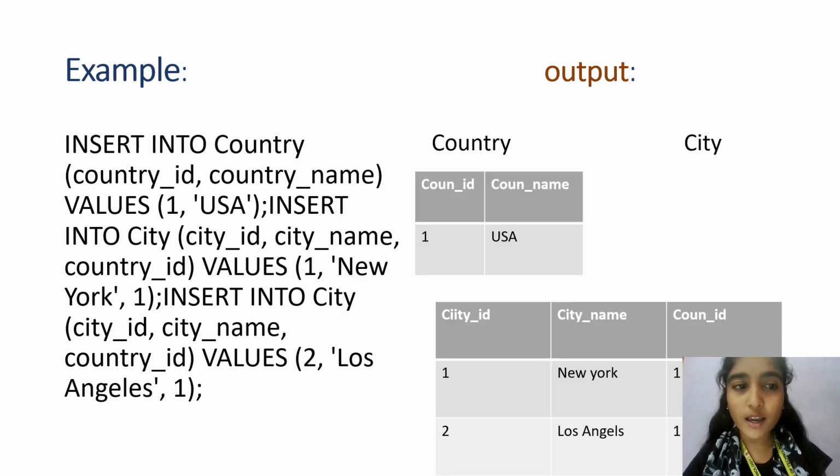Moving to the next, I have considered one example for the country and city tables. Insert values into the country table, and insert values into the city table. After inserting all the values, we have got the output. In the country table, we have two columns, country ID and country name. In the city table, we have three columns: city ID, city name, and country ID.